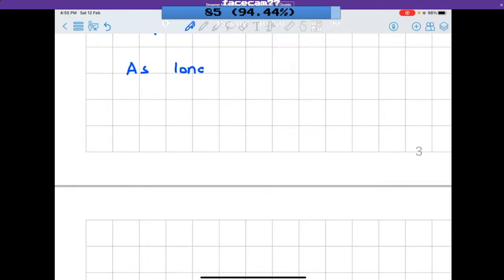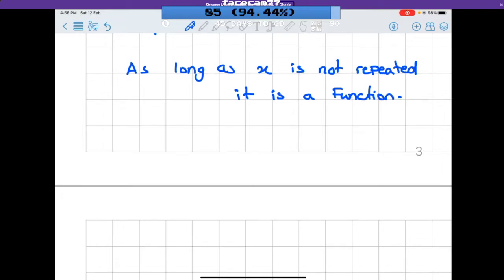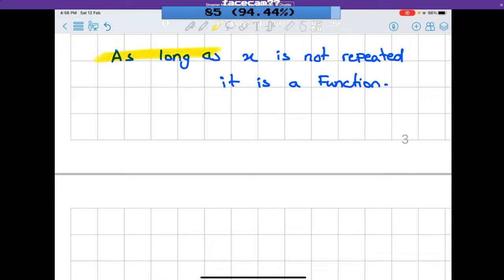As long as x is not repeated, it is a function. Always concern yourself with the x values, essentially, okay? So that's one thing that you have to know here.